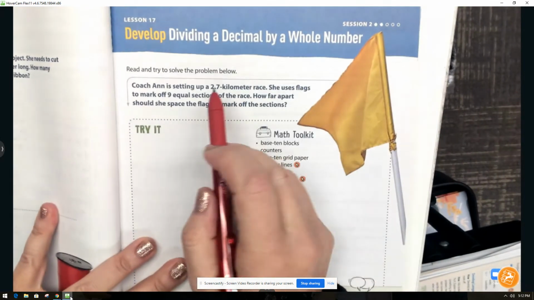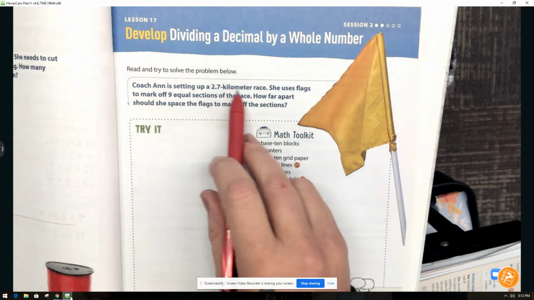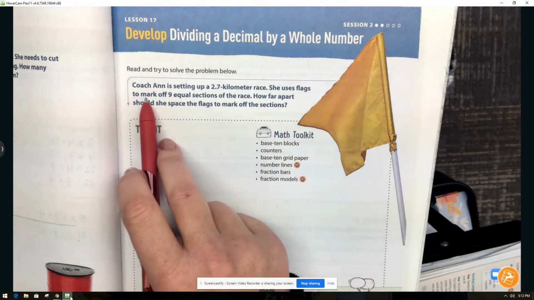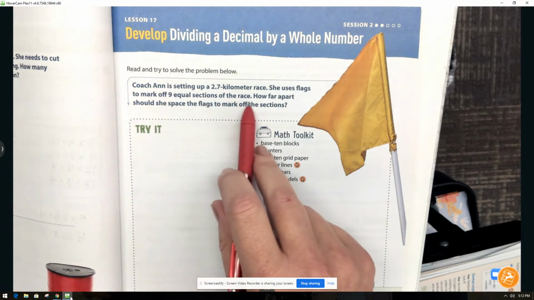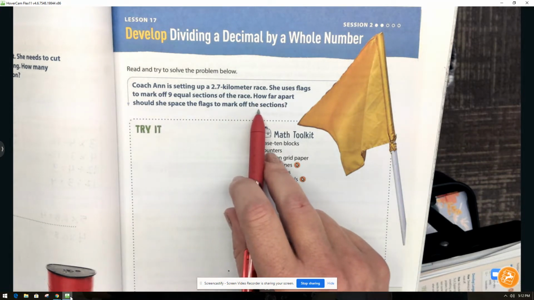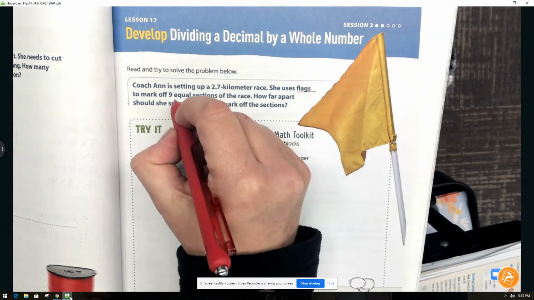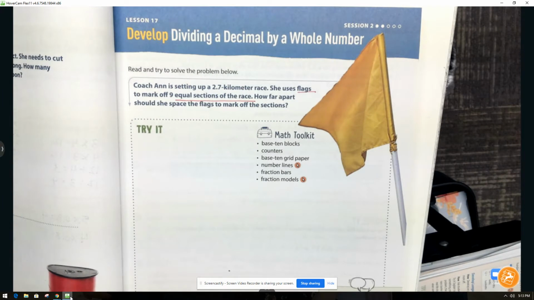So this problem says this. Coach Ann is setting up a 2 7/10 kilometer race. She uses flags to mark off 9 equal sections of the race. How far apart should she space the flags to mark off the sections? So first of all, what is this question talking about? It's talking about flags that are in equal sections of the race. So we have a race and we want to put up these flags along the route of the race.